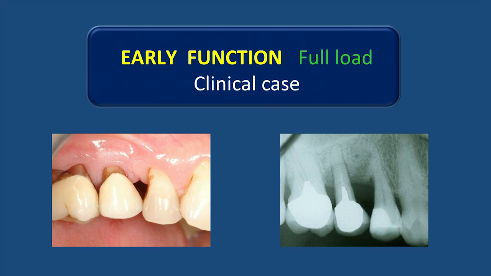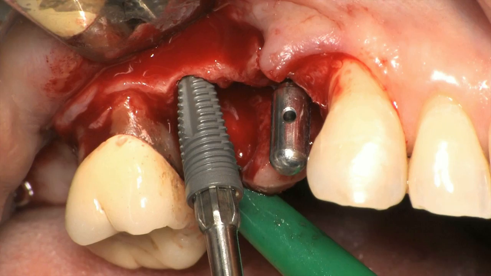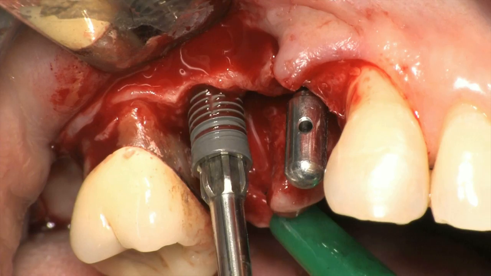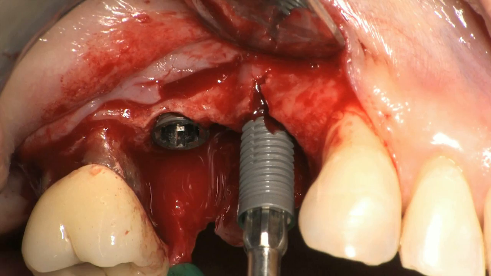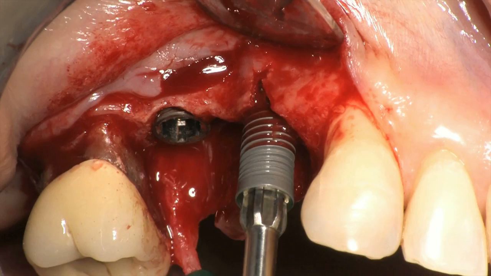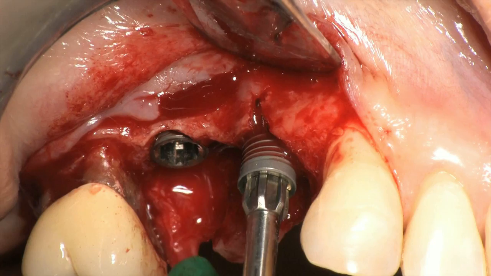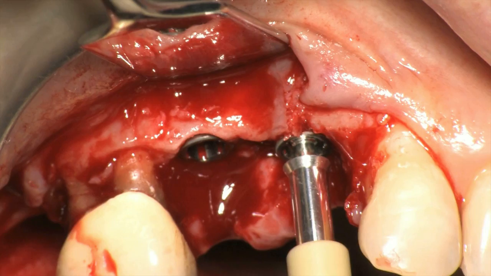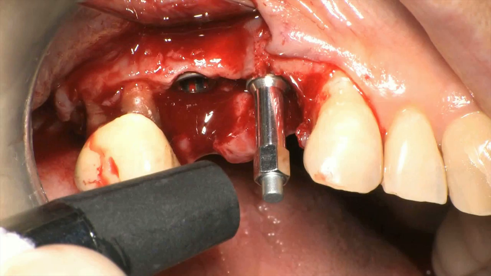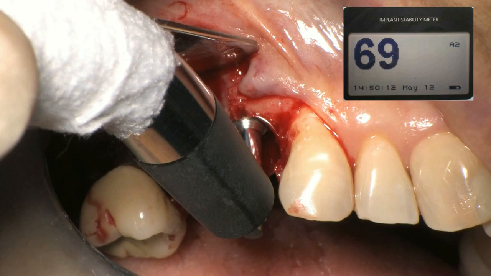And this is a clinical case. I show you very, very briefly. Teeth extraction and immediate installation of the conical implant. And this is the Smartpeg to do the measurement in two orthogonal directions. You can see very, very high values.